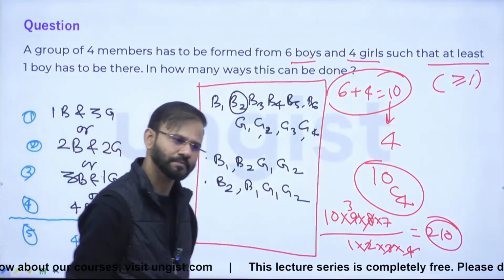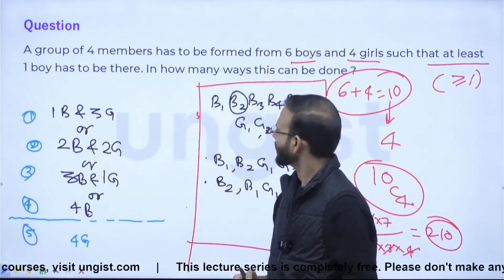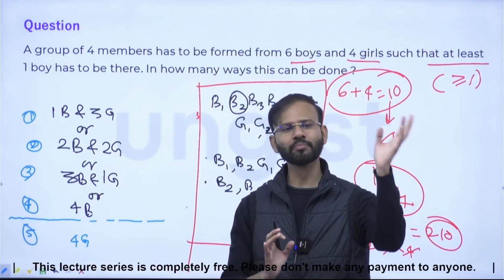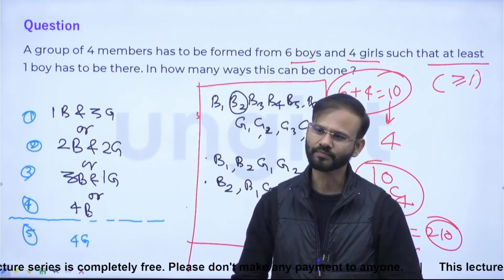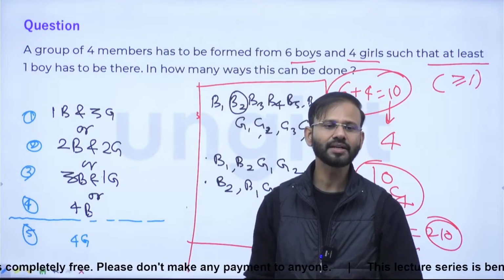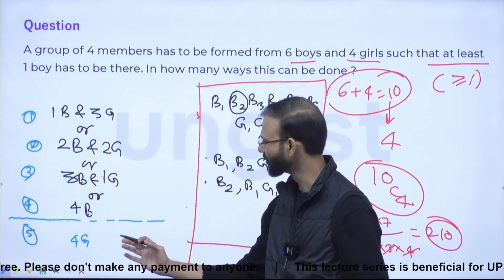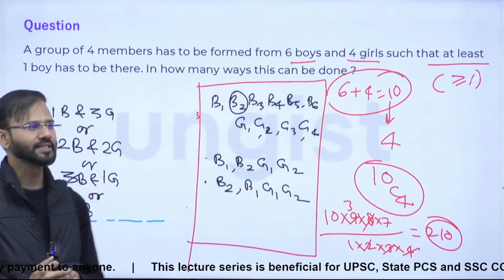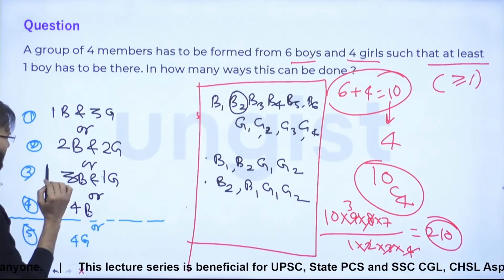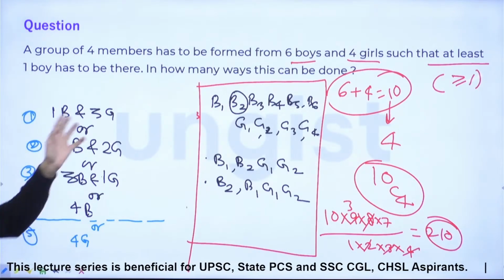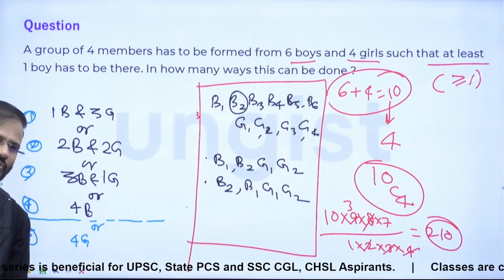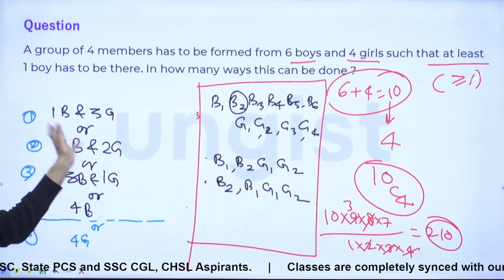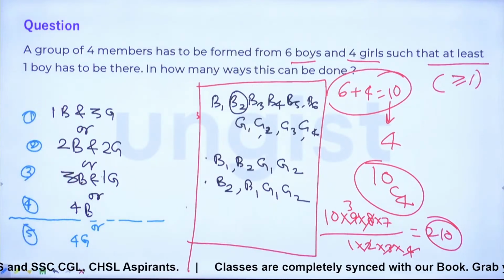Guys, is it clear? Now tell me one thing. These are the total possible cases of choosing 4 members from 10 members, yes or no? Right? These are the total possible cases of choosing 4 members out of 10 members. So obviously, if they are the total possible cases, then their sum has to be 10C4. Everyone, yes or no? Guys, just think over it.